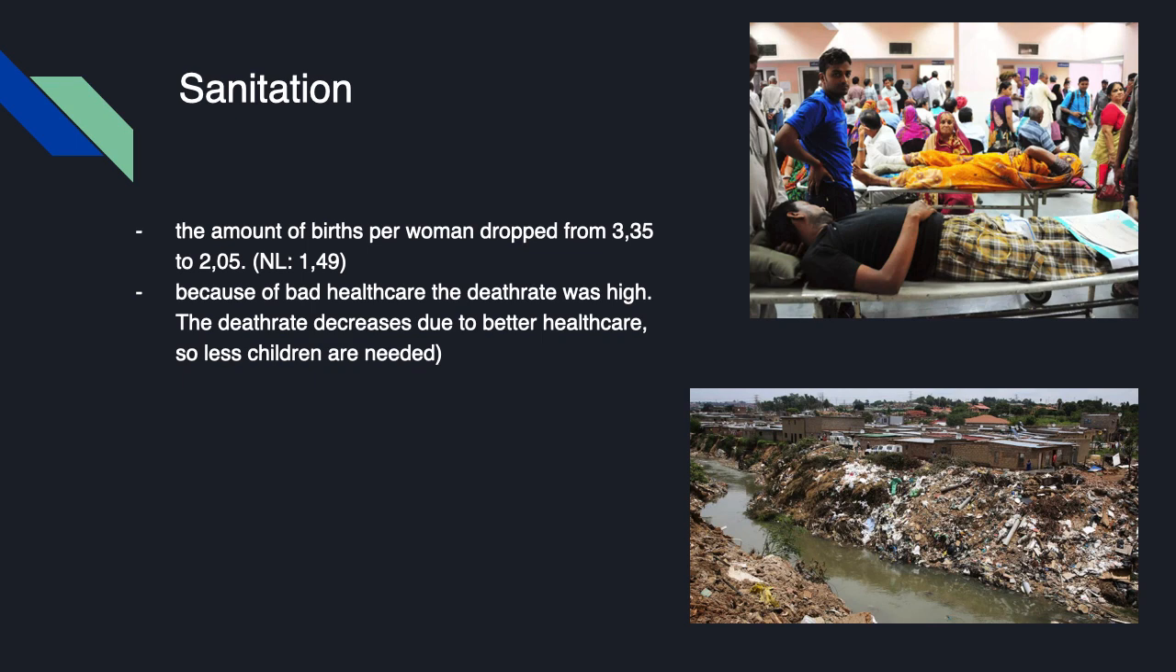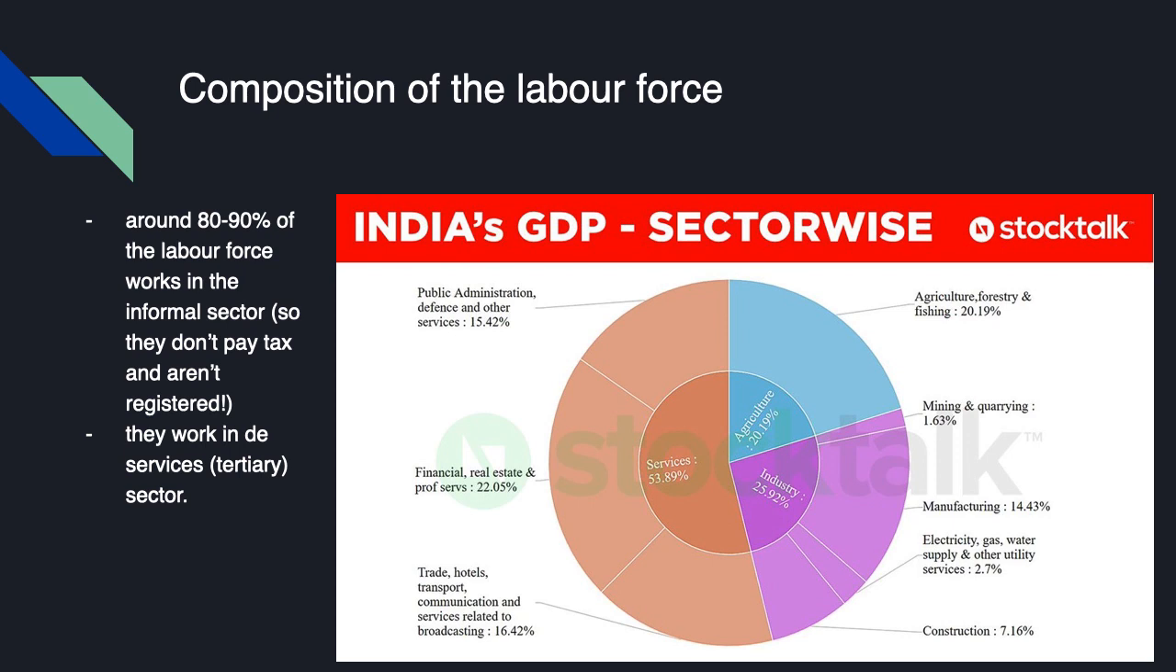And another way to look at the changing composition of India is to look at the labor force. Around 80 to 90% of the labor force in India works in the informal sector, the sector which is illegal, and these people don't pay tax, and they aren't registered. So it's not clear to the government whether these people are working in agriculture or whether they are working on the streets polishing your shoes.